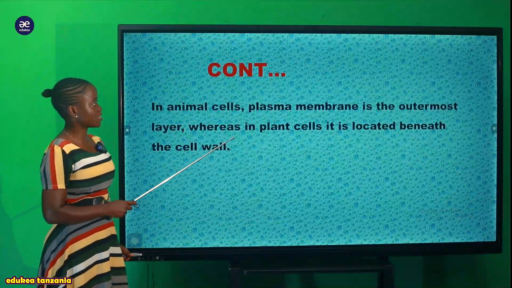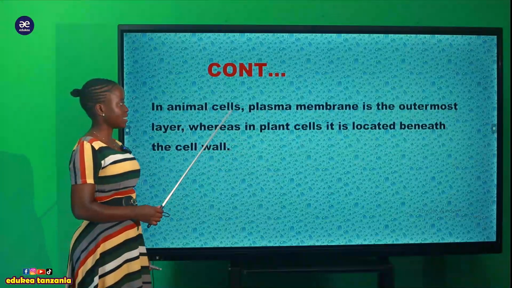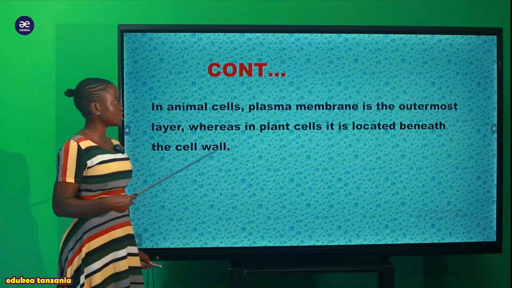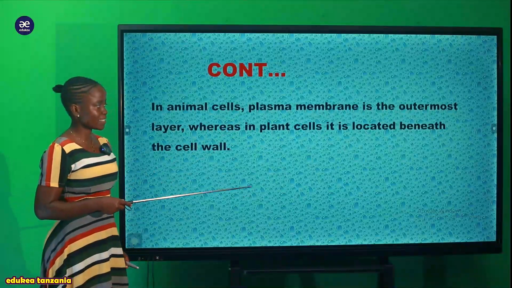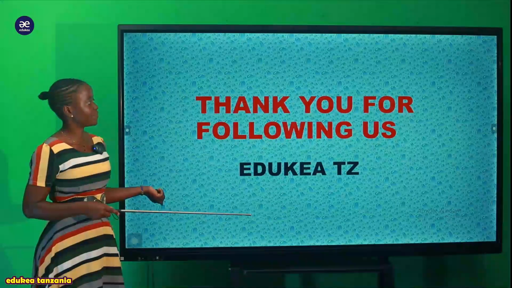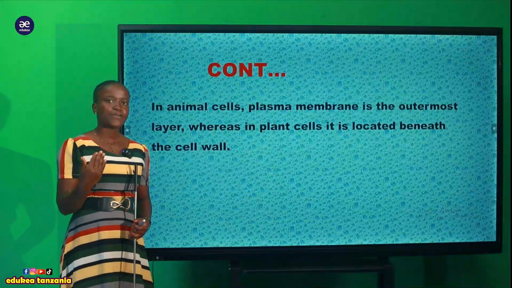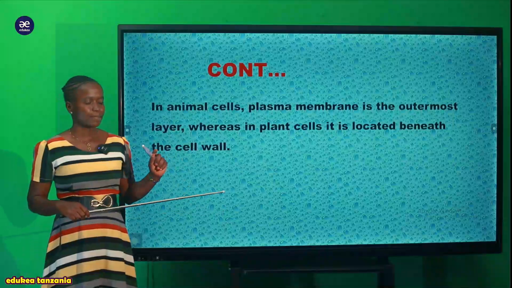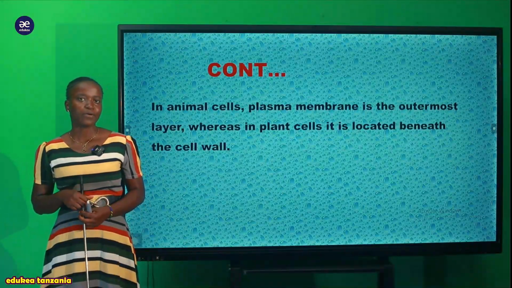So in animal cell, plasma membrane is the outermost layer, whereas in plant cells, it is located beneath the cell wall. Ukiangalia kuna tofauti kubwa sana kati ya cell membrane ambayo inapatikana ndani ya animal cell na kwenye plant cell. So kwenye plant cell tuliona kabisa inapatikana beneath the cell wall. So after the cell wall is where now you can see the structure ambayo tunaita hiyo plasma membrane or plasmalemma, or you can call it cell wall.